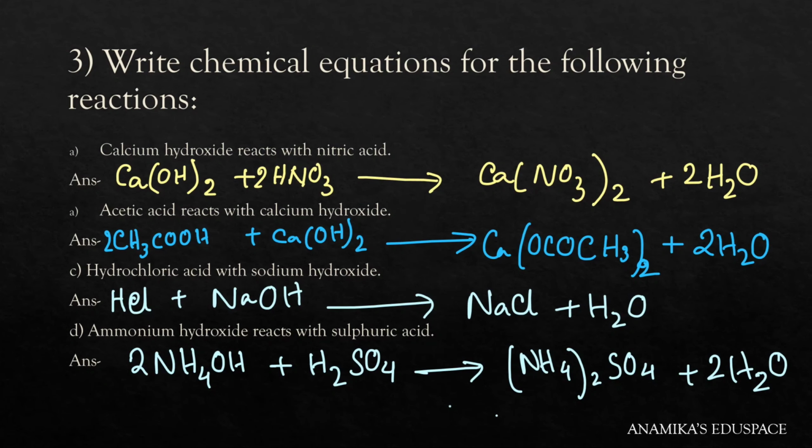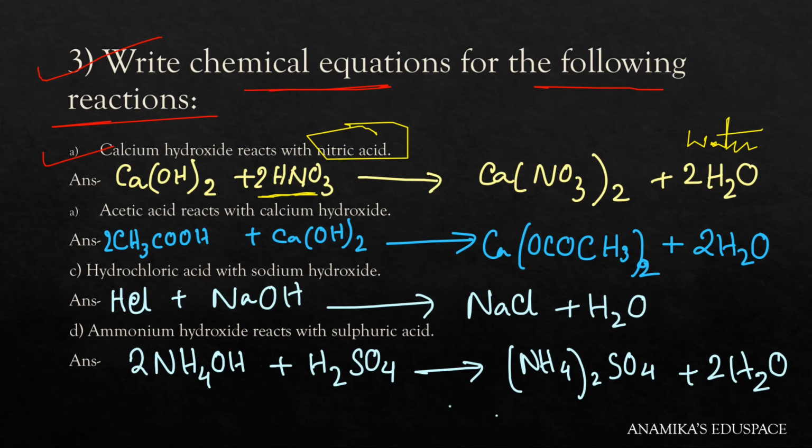Question number 3. Write the chemical equation for the following reactions. Number 1: calcium hydroxide, that is Ca(OH)2, reacts with nitric acid, that is 2HNO3. And what does it give? It gives us calcium nitrate, that is Ca(NO3)2, plus water.